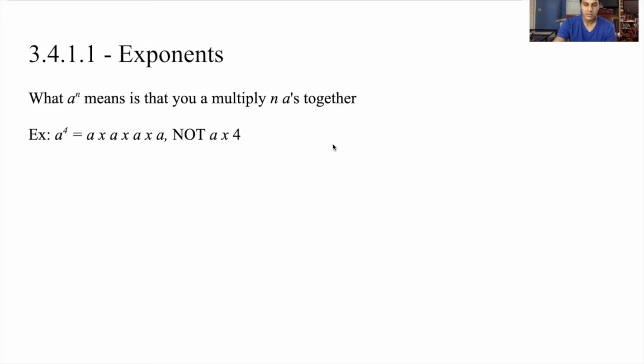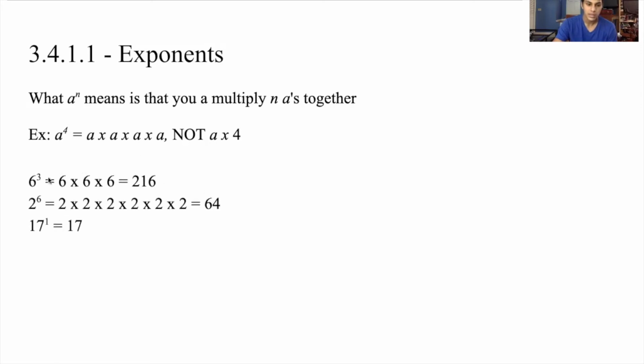Now, something that some people get confused on and mix up, which will give you the incorrect answer, is that it does not mean a times 4. If you wanted to do a times 4, you would write it out like that. But having an exponent means you multiply it by itself however many times the exponent is. So when the exponent, or n, is 4, you multiply the number by itself 4 times.